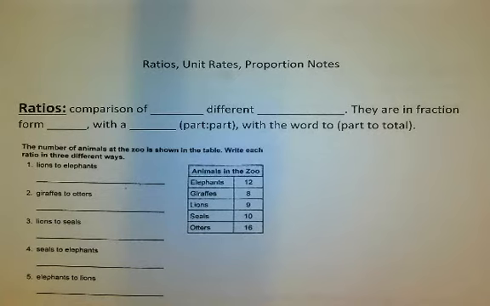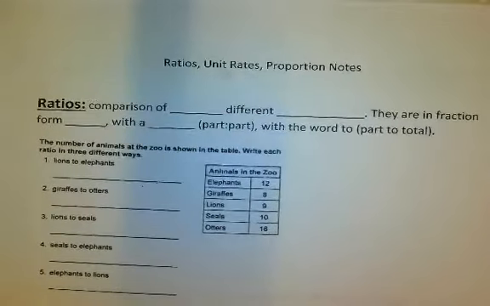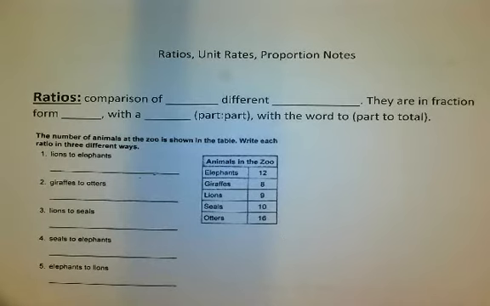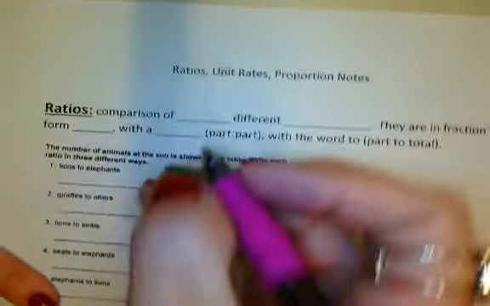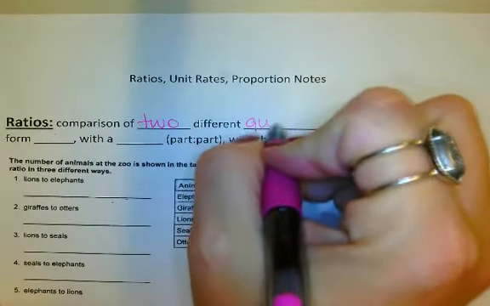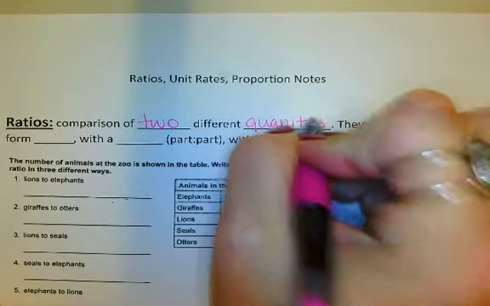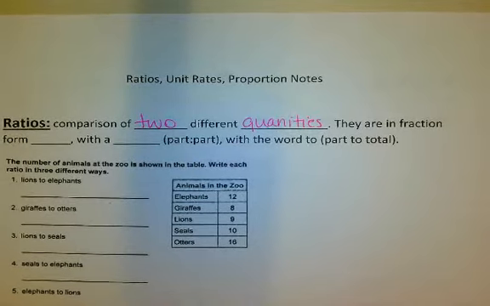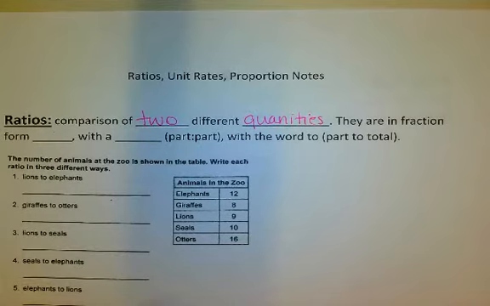So, today we're going to talk about ratios, unit rates, and proportions. Let's begin with what a ratio is. A ratio, as you hopefully know by now, is a comparison of two different quantities. Okay? So it's two different quantities. So we're just comparing two different things. So for example, boys to girls. In this case down here we have animals. So they're comparing animals. It's just two different quantities. That is what a ratio is.